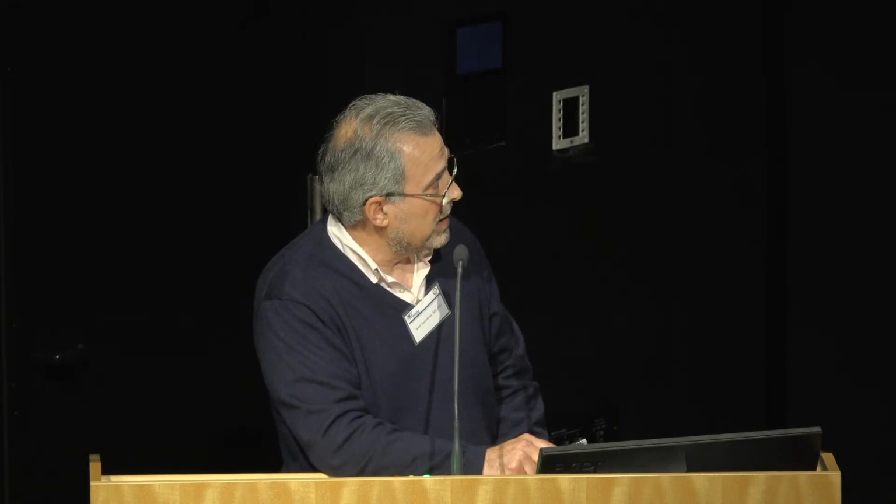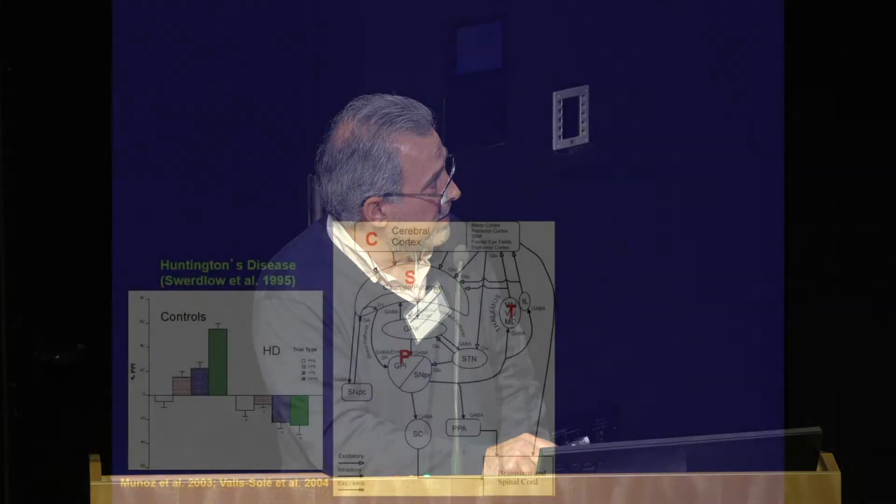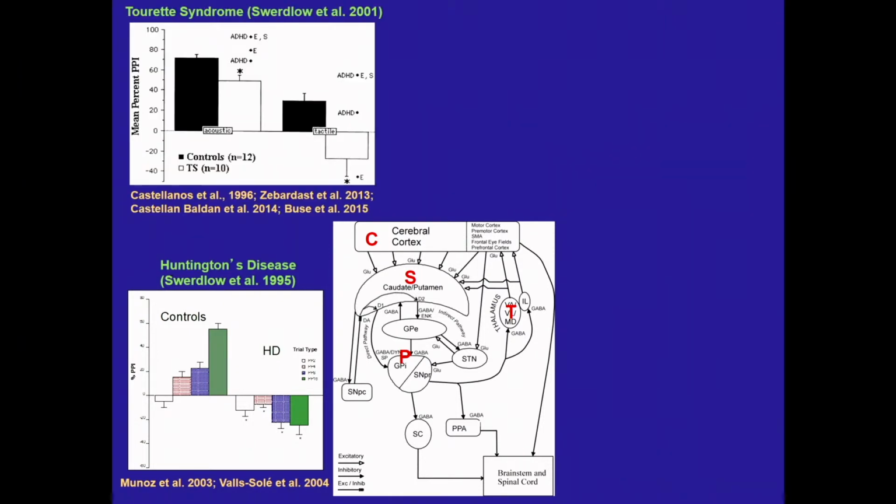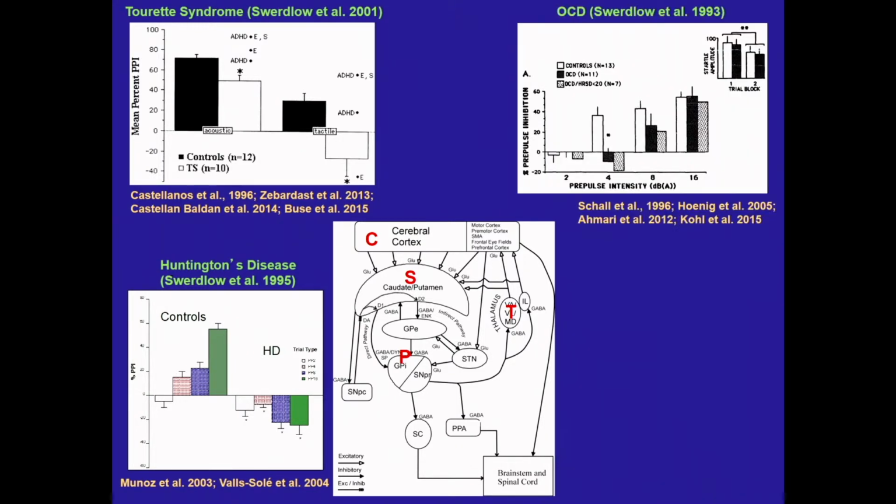I won't keep repeating that. Compared to matched control subjects, Huntington's patients are profoundly deficient in sensorimotor gating. Actually, Javi Castellanos first reported the deficits in Tourette patients. We replicated that and extended it into other groups, and others have replicated it since. OCD patients we reported in '93 are deficient in sensorimotor gating. This has been replicated by a number of other groups.